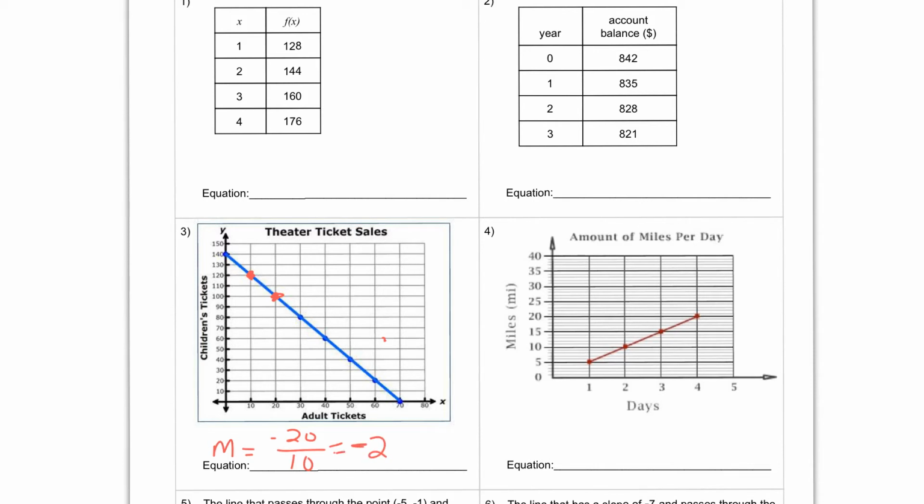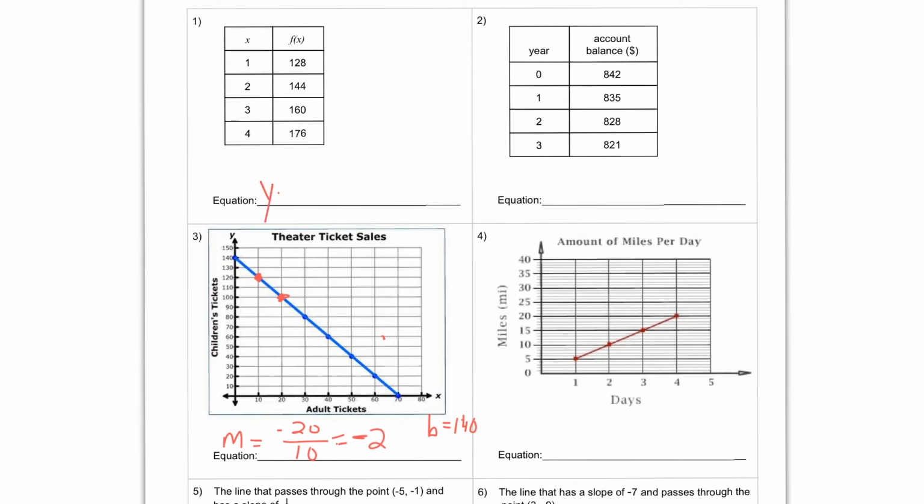To find our y-intercept, or our b value for our equation, we're looking at what point we land on the y-axis. And we are landing right here at 140. So we can say that our b value is equal to 140. I'm going to write our equation up here for number 3, just because we used this space to do our work. So y is equal to our slope, which was negative 2, times x, plus our y-intercept, which was 140.